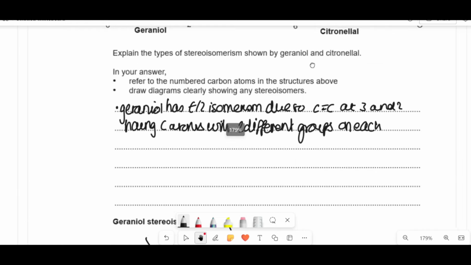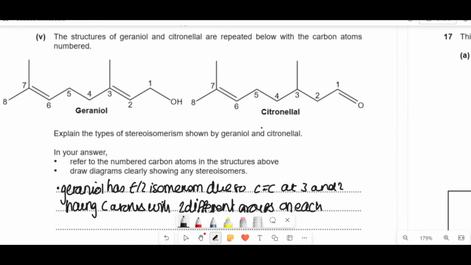Now with citronellal, there's no E/Z isomerism, but they've hinted in the question that there's a stereoisomer. There clearly has to be a chiral carbon for an optical isomer to form, so we need to go look for that. This one's not chiral because it's two hydrogens. This is three hydrogens, so it's not chiral either. But here, we've got this whole chunk, that methyl and a hydrogen off here. So this one's chiral.